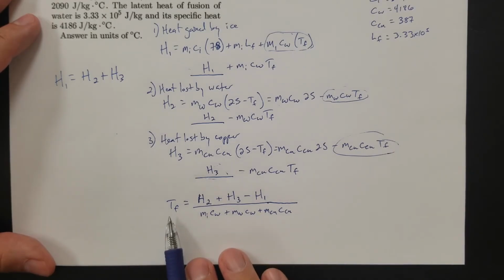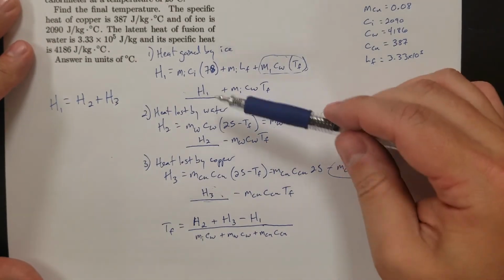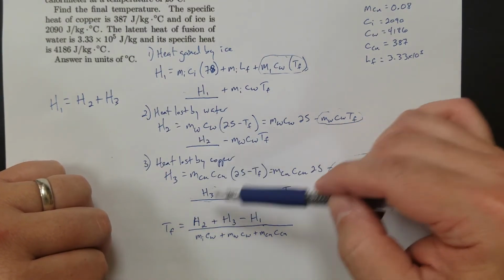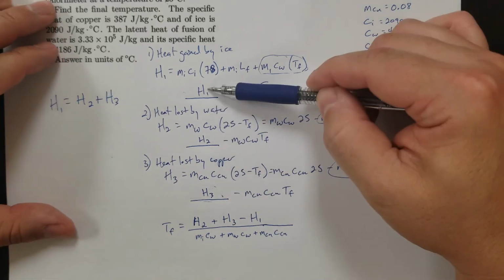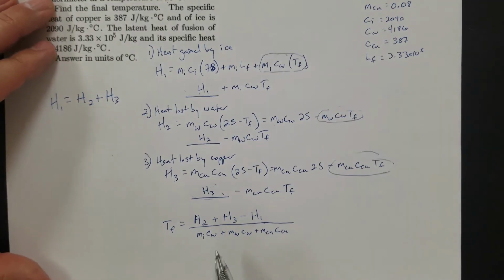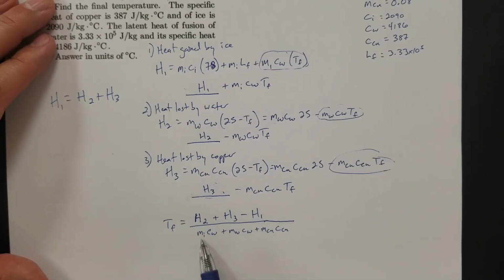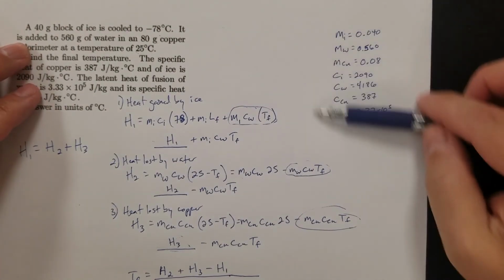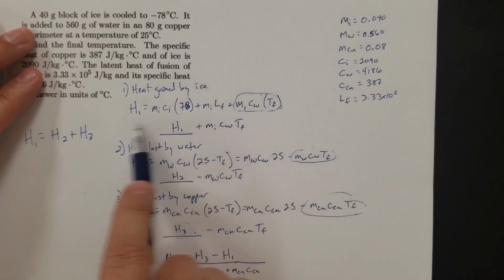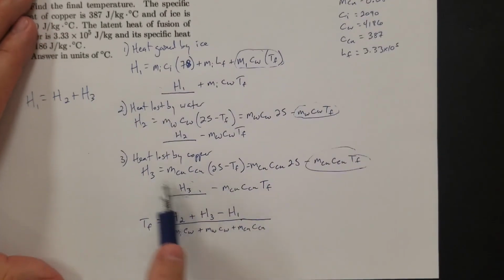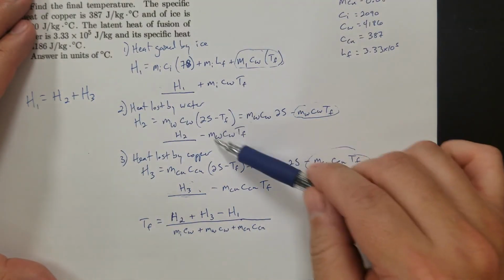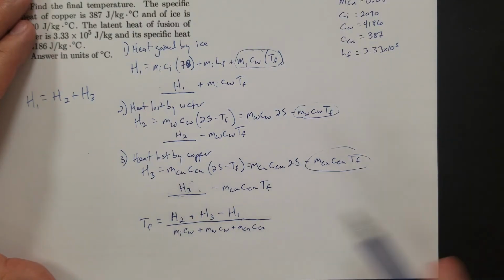It looks like this. Final temperature is the number here, H2, plus the number here, just the number, H3, minus the number I got for H1. Divide that by mass. This is basically the sum of all the mass times the specific heats. If you do that, it'll give you your final temperature. So it's just a lot of work. What you have to do first, put all your variables down, and then do each one of these. Do the heat gained by the ice, do the heat lost by the water, heat lost by the copper. Combine all three using this, where this is just the numbers and you leave the other parts as variables. And then that'll give you the final temperature.